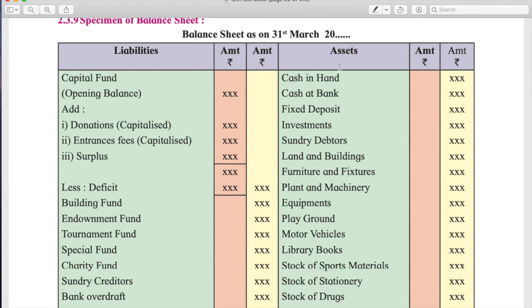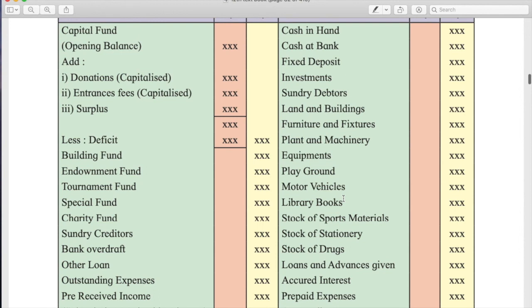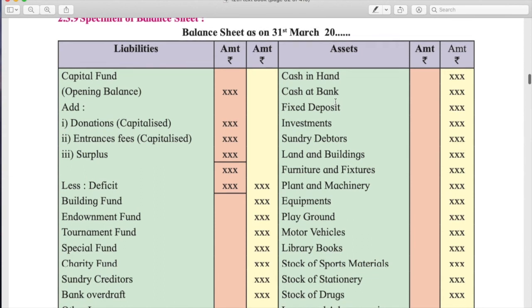Now on the asset side it is similar to what we have already done in the partnership final account. यहाँ पे asset side में real account record होगा, personal account which carries a debit balance वो record होगा, जैसे हम लोगों ने partnership final account में किया था. So real account means fixed assets, current assets, in fixed assets, tangible and intangible assets will be recorded. So here you can see the examples like cash in hand, cash at bank, okay, fixed deposit, investment.